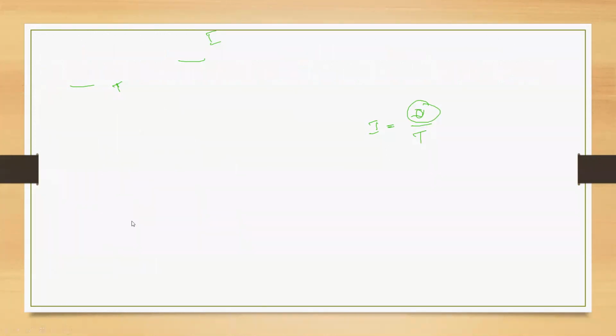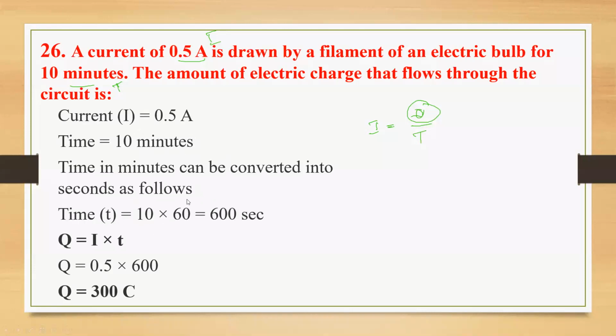This is the formula to find the charge: current times time taken. But time is given in minutes, so you have to convert it to seconds. You will get 600 seconds, and the current in amperes is given. Substitute in this formula and we get 300 coulombs. 300 coulombs is the charge flowing with a 0.5 ampere current in 10 minutes. Understood? This problem is a very easy one. Easily you can answer.